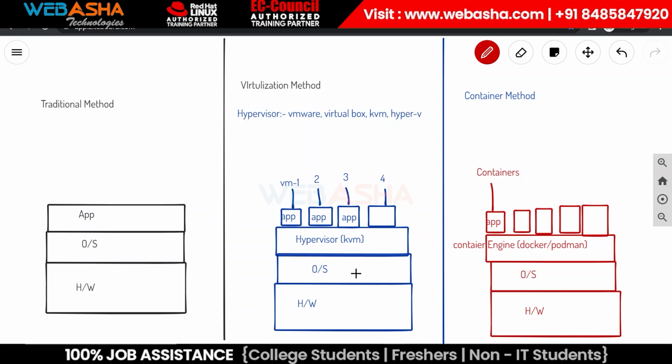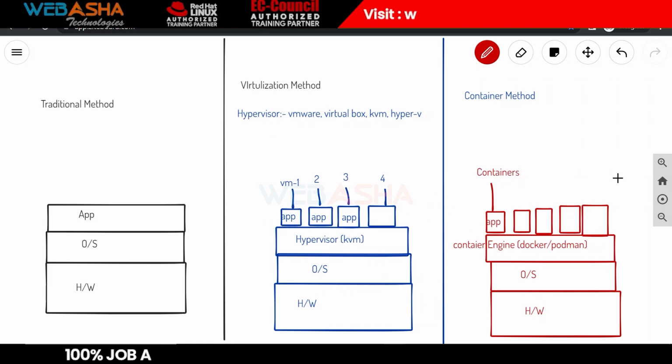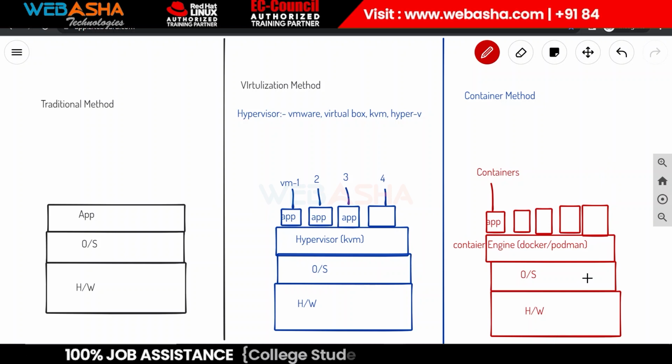In the case of virtualization, we need a hypervisor. In the case of containers, it's not required. They use the same kernel to manage and separate the different containers. By default, each container cannot communicate with the others.